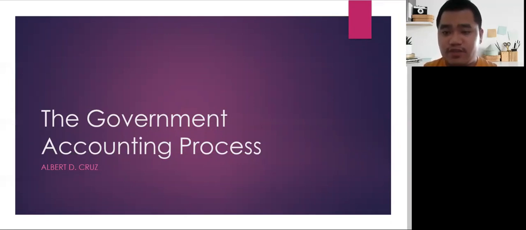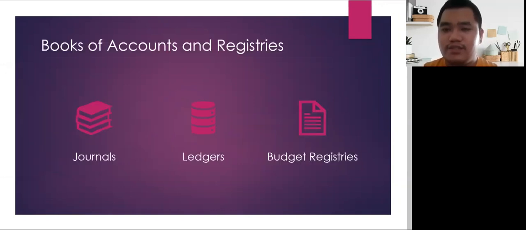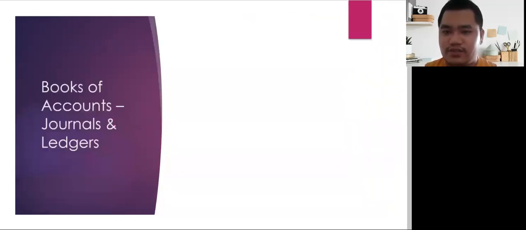So this process is similar to that of a business entity, except that it incorporates budgetary controls such as recording in the budget registries and preparing periodic budget accountability reports. So as you can see, these are the books of accounts and registries of government entities. So we have journals, ledgers, and the budget registries.